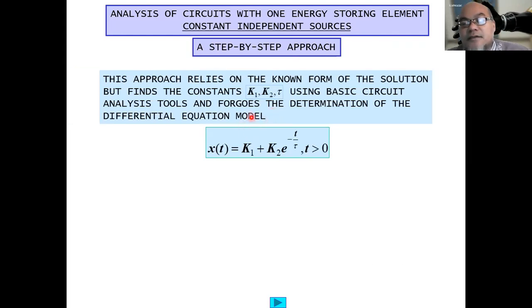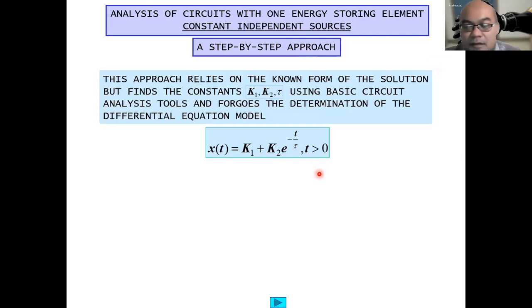Of course, by this time you are already quite familiar with this form of solution of the parameter in that circuit, either voltage or current, expressed as a general variable x(t). x(t) equals k1 plus k2 exponent minus t over tau for t larger than 0. This approach relies on the known form of the solution, but finding the constants k1, k2, and tau using basic circuit analysis tools, and then forgoes the determination of the differential equation model.